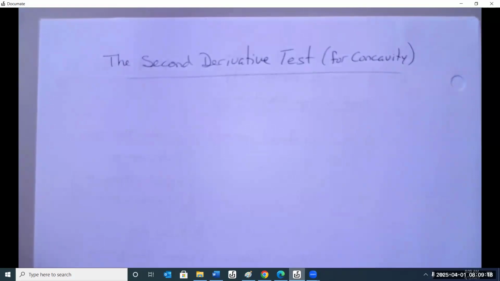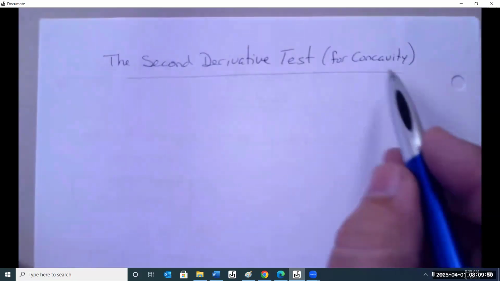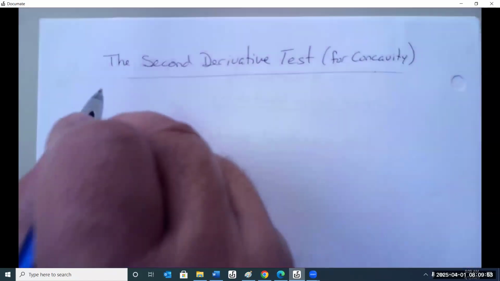Why do I have to specify in parentheses that it's for concavity? What else is the second derivative used for? Think of application problems we've done already. Yes, very good. Acceleration. The second derivative of a position function is the acceleration of that function. First derivative is the velocity, second derivative is the acceleration. So we can't just say second derivative test because we have multiple uses for it. So now we're saying that it's for concavity.